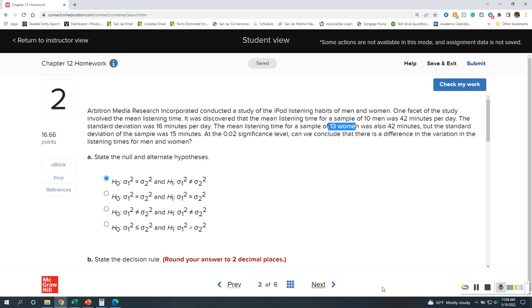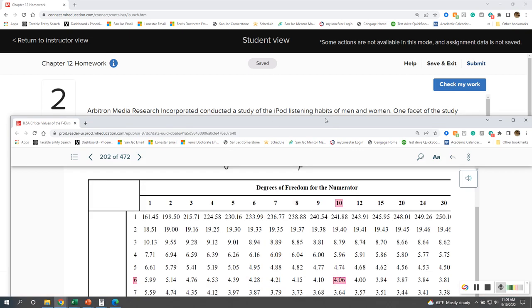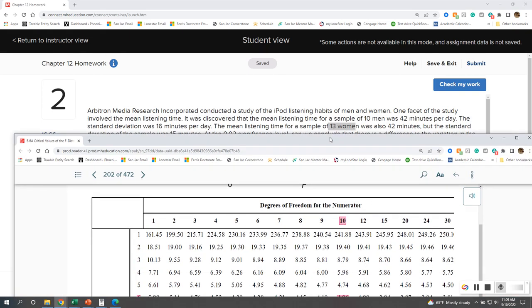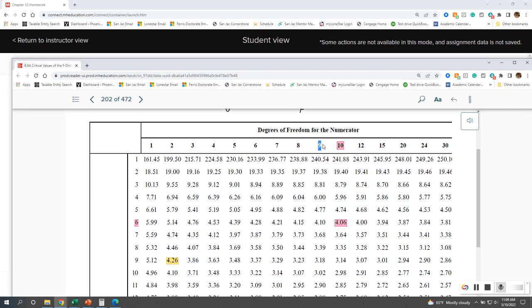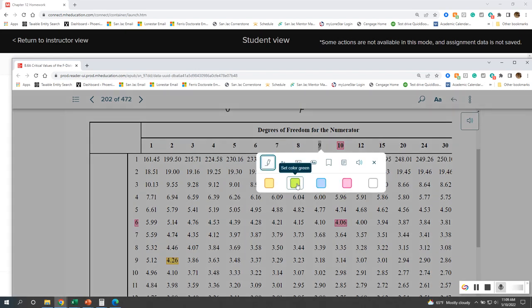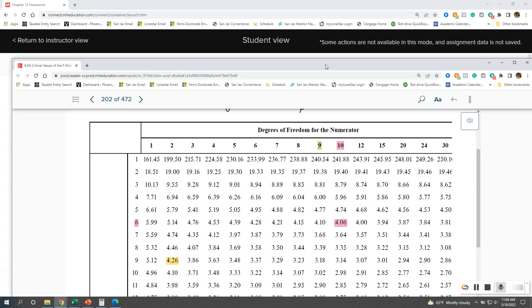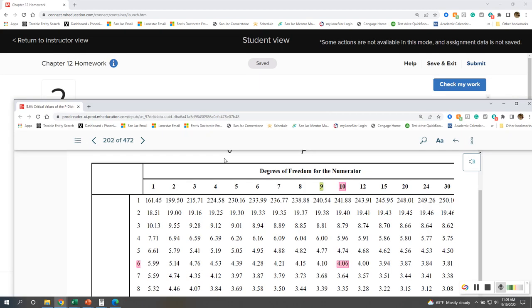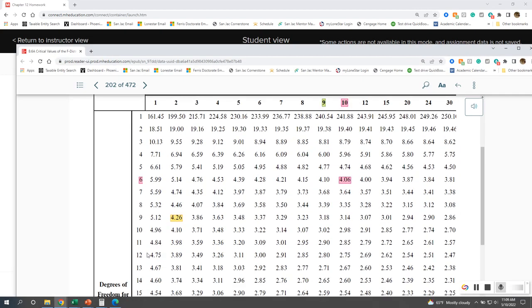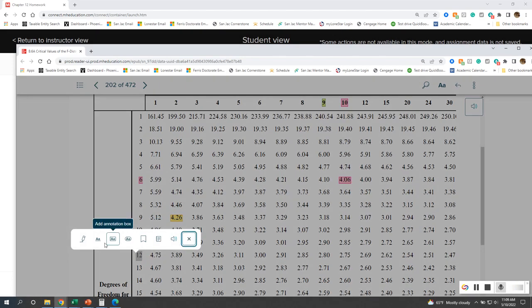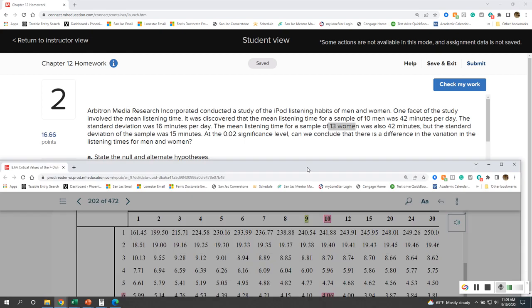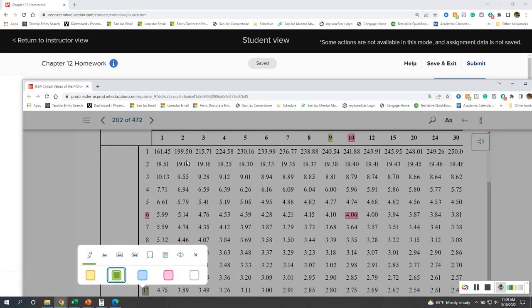So top, bottom. So again, to our F chart. Right here. Alright, so we got 10 minus 1. That gives us 9. So we're going to do that in green. And we got 13 minus 1, which is 12. Now, am I on the right chart? That's going to be the key. I am not on the right chart.